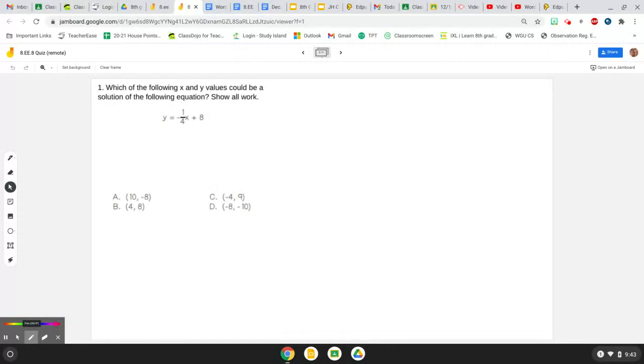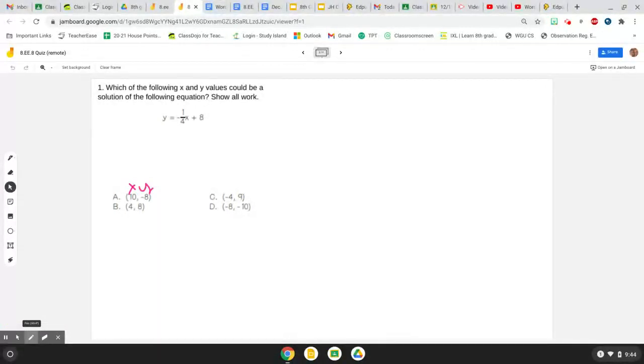So, question number 1 on your quiz. It says, which of the following x and y values could be a solution of the following equation? Okay, so it gives you 4 different options, and all you have to do is really substitute that in. So if I start with letter A, I know that this is the x and this is the y. So if I substitute that in, I'm just seeing if it makes a true equation or not.